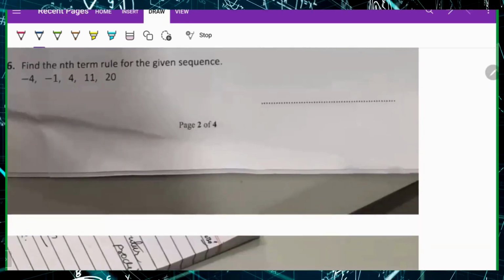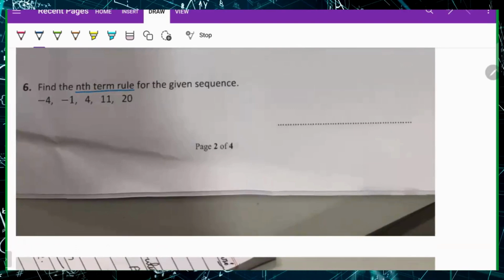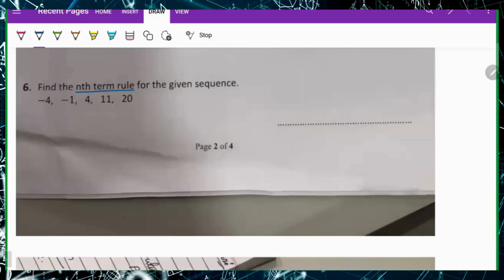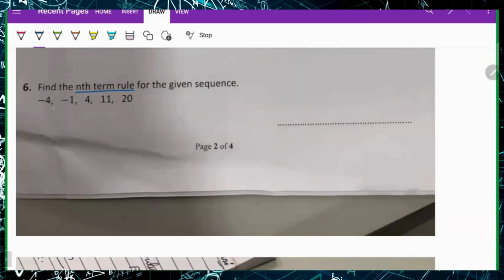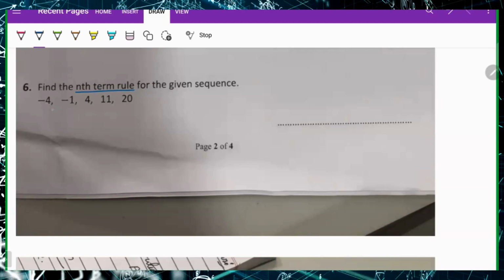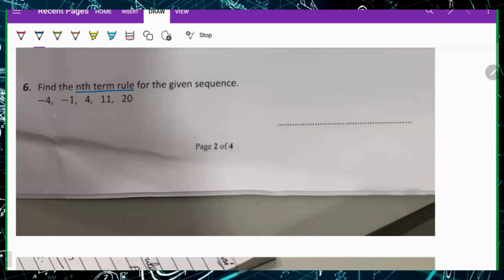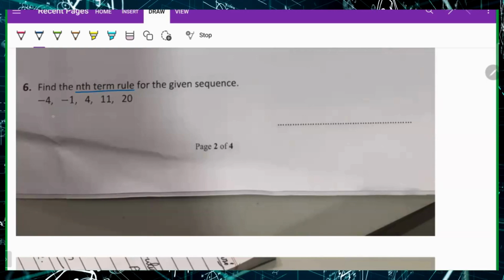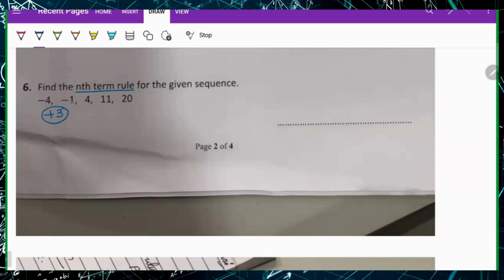Okay. Now, it says find the nth term rule for the given sequence. The sequence has been given. We have to find the nth term rule. Now, let us see the difference here. You have minus 4 and then you have minus 1. So minus 4 to minus 1, if you think of it like this, you will have to go minus 3, then minus 2, then minus 1. So you have to add 3 to get a minus 1.